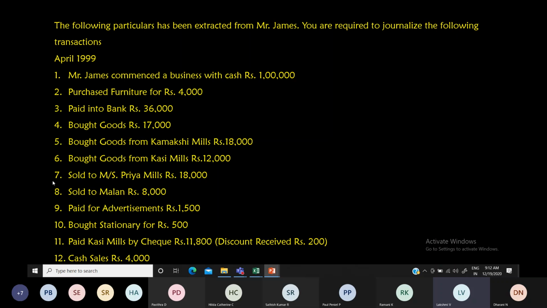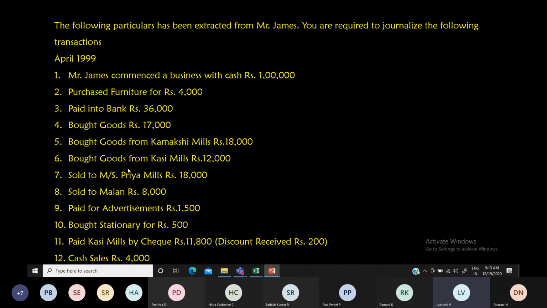And moving to the seventh date transaction, sold to Mrs. Priya Mills. So here sold goods or sold to, if they are using this kind of terms in your accounting transactions, then it should be considered as sales. Sold goods or sold to means it should be considered as sales. If they are giving any kind of asset, specifically furniture, plant and machinery, or land and building, then only you should use that particular asset name, or else you should use only purchase or sales account.